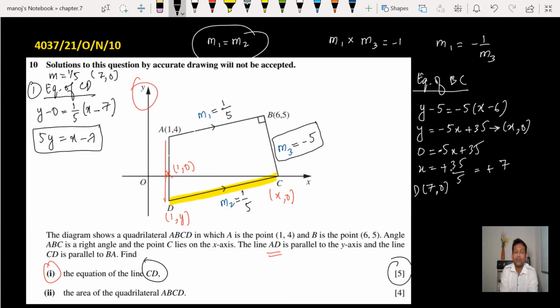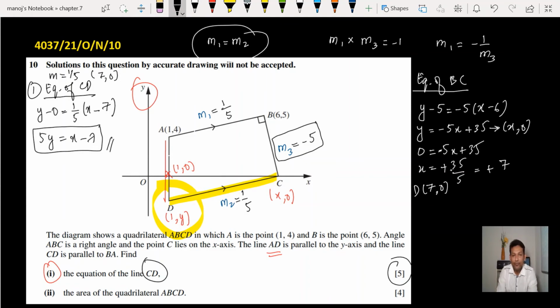It's not necessary all the time to make y the subject. It is okay, you can write the equation like this and add maths. Area of the quadrilateral ABCD: A is given, B is given, C is given because C is 70. What we need is D. I'm just explaining that when we have the value of D, we can use the area formula.